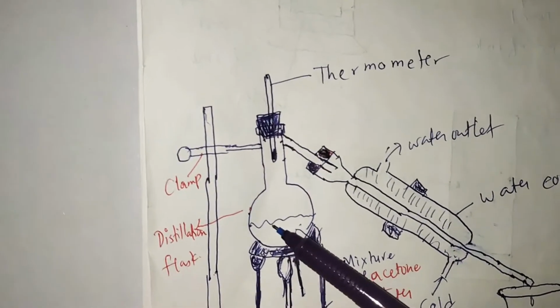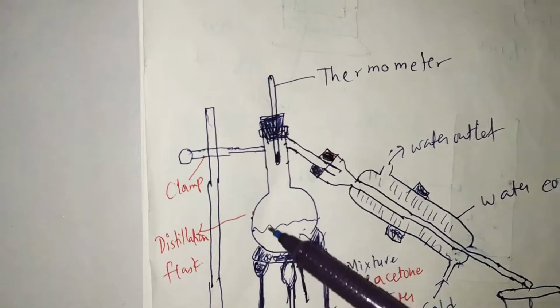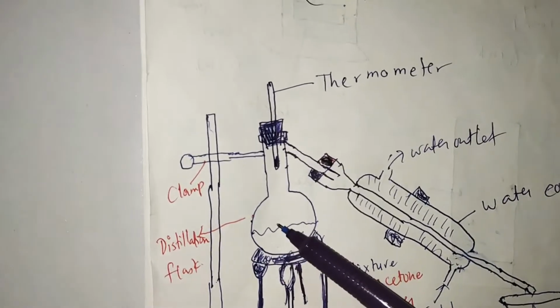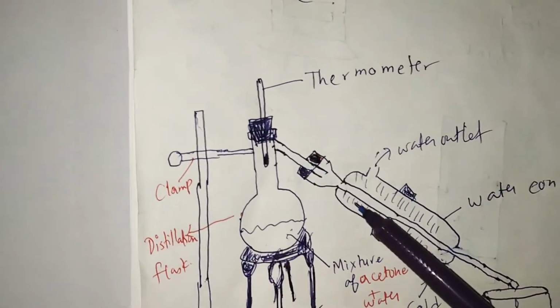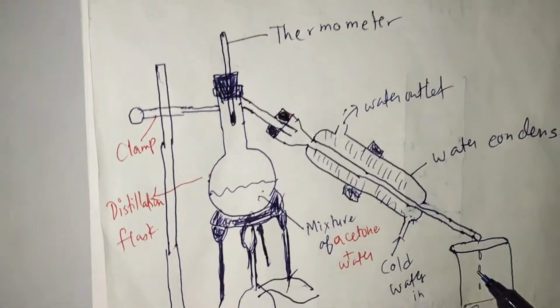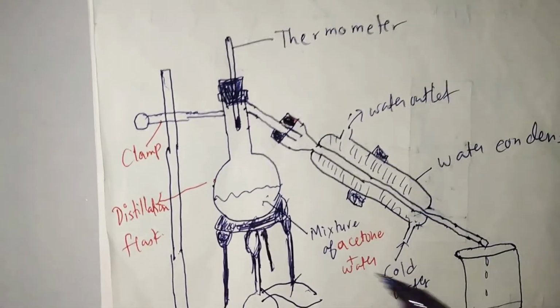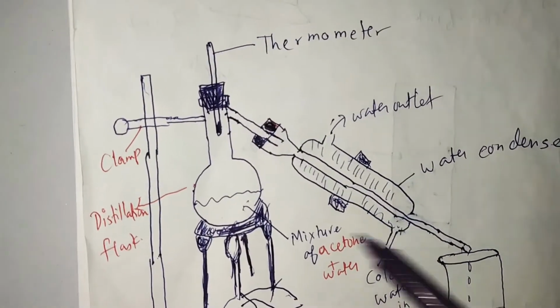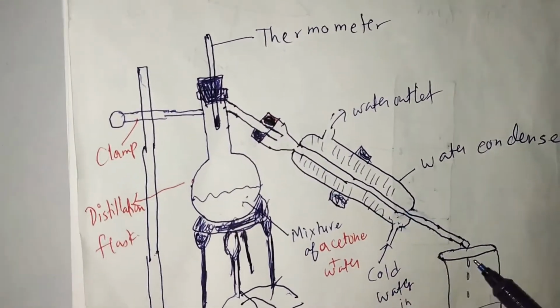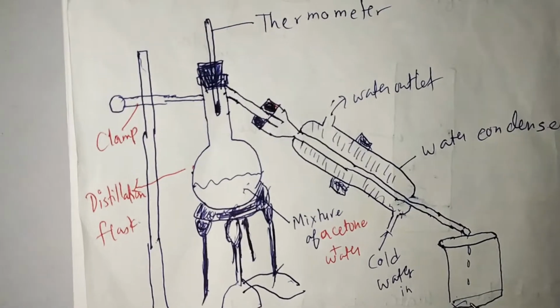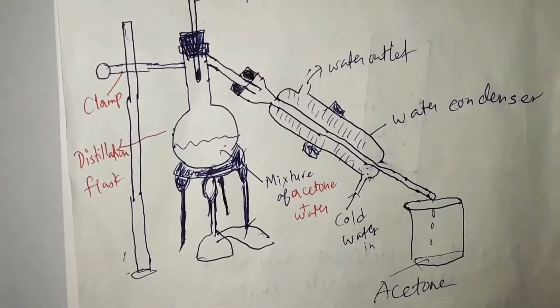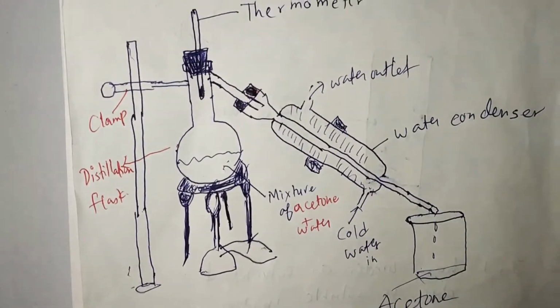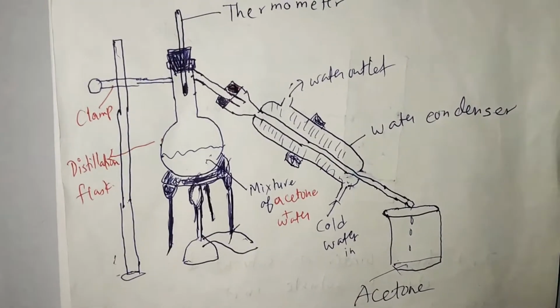At 56 degrees centigrade, water will remain in the flask, but acetone will get vaporized and condensed, and you will get acetone over here. So after 56 degrees centigrade, we will see the acetone vaporizes, gets condensed and is collected over here. In this way you can separate two miscible liquids. So this was about distillation.